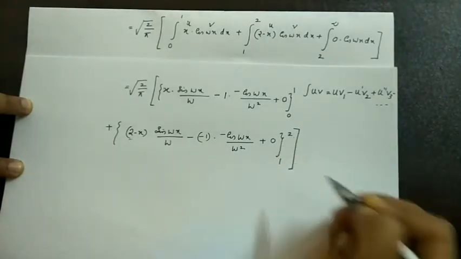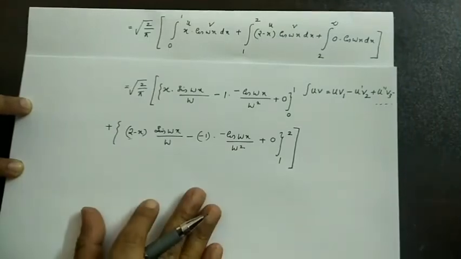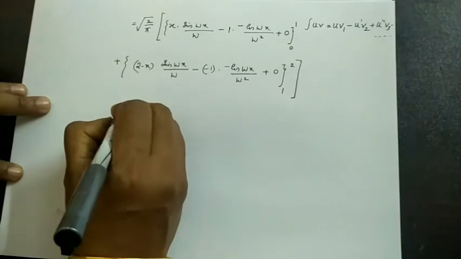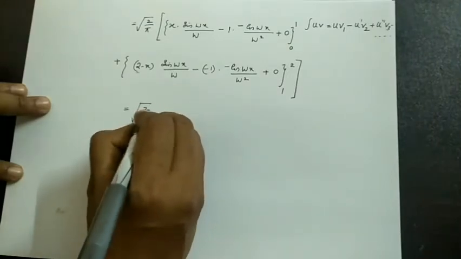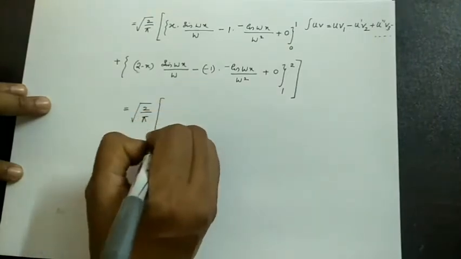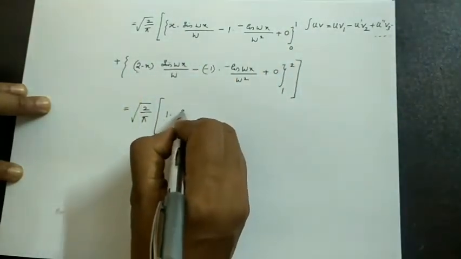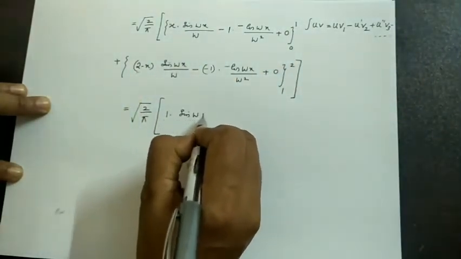Now closing the brackets. Now we can apply the limits. First of all the upper limit, then the lower limit. This root 2 by pi into, first the upper limit, x is 1, into sin omega into 1 by omega.